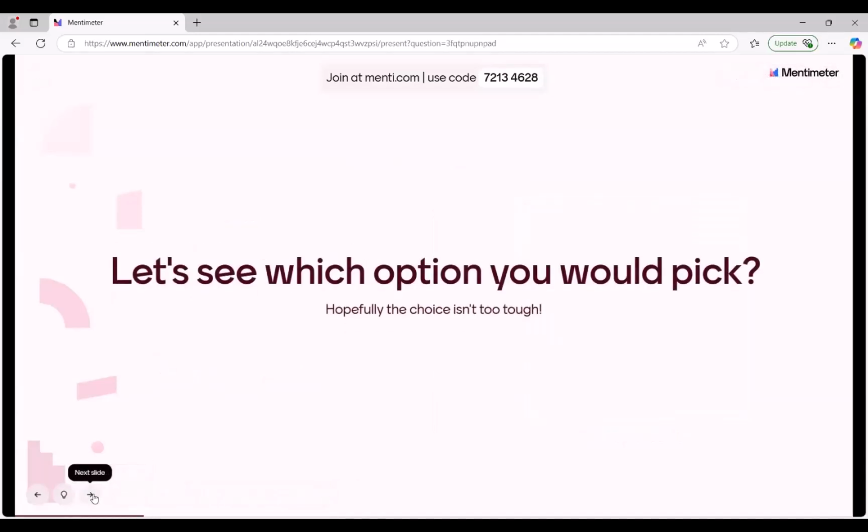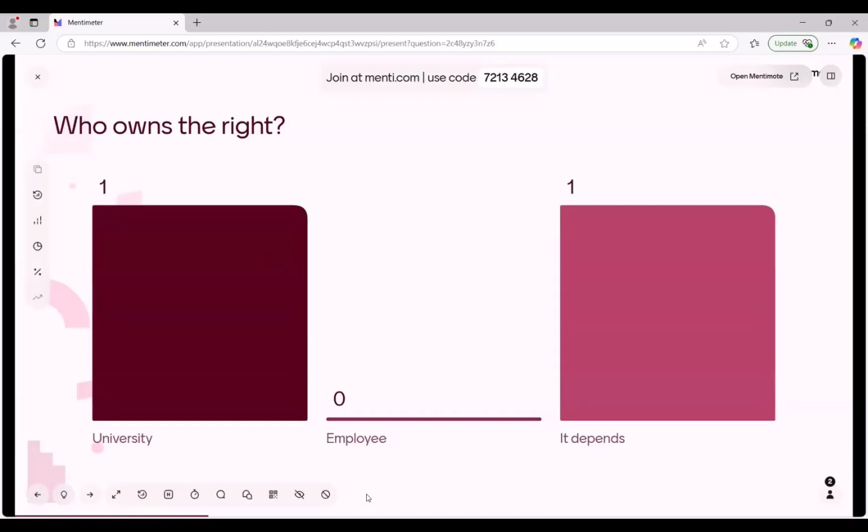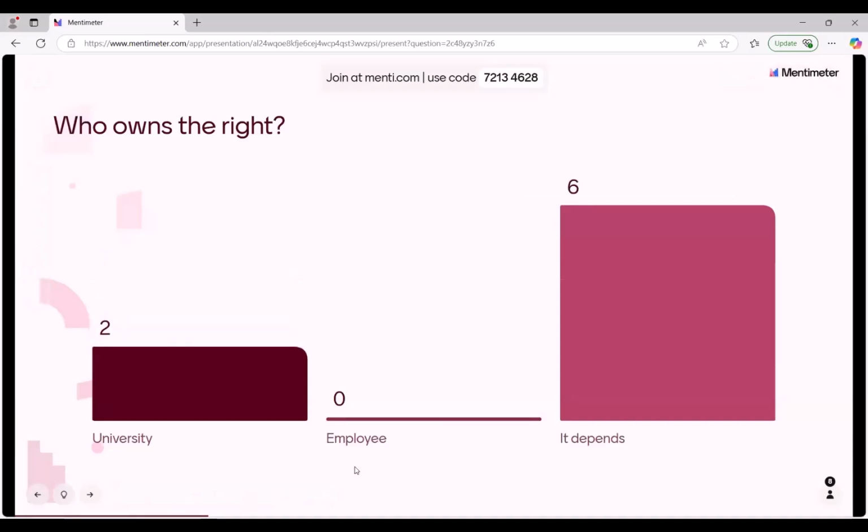So let's see which options you would pick. What do you think? Who owns the right when any employee or staff member is doing research in the university? Is it the university who is the copyright owner? Is it the employee, or does it depend? I'll discuss the answers after finishing this activity. I'm just asking about your opinion.